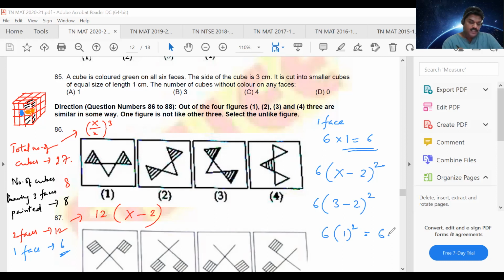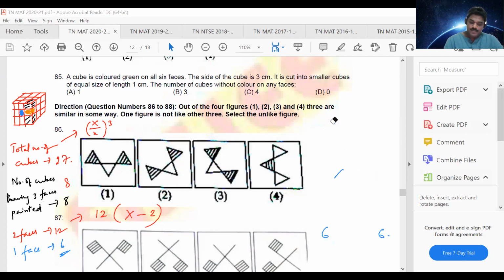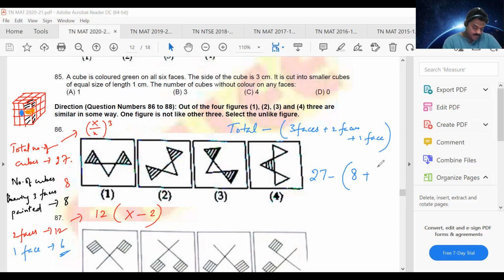Then the question here is the number of cubes without color. So that is my question. Now I want to find the number of cubes without color. That would mean the total minus the number of cubes painted on 3 faces plus 2 faces plus 1 face, right? 27 minus (8 plus 12 plus 6). So 27 minus 26, my answer is 1, right? This is a difficult question, but knowing the formulas would help you.